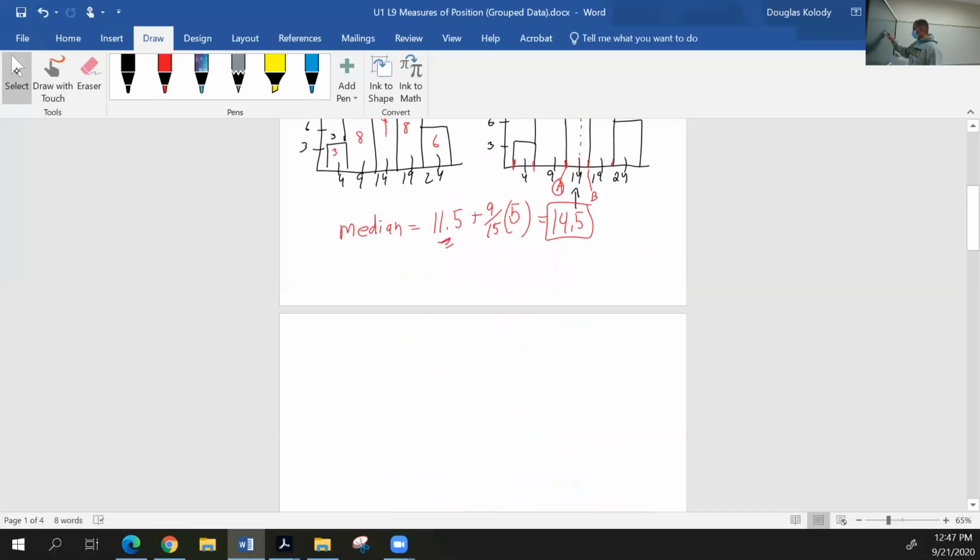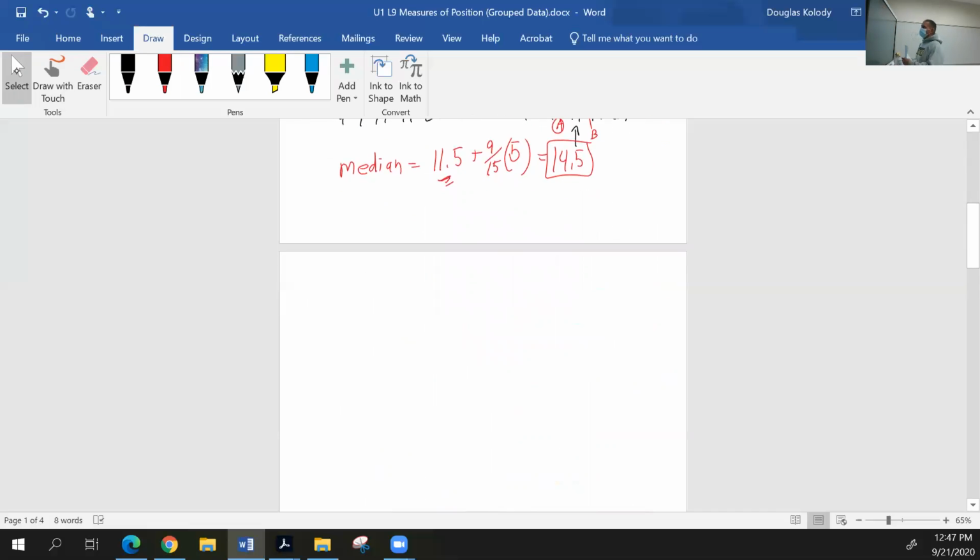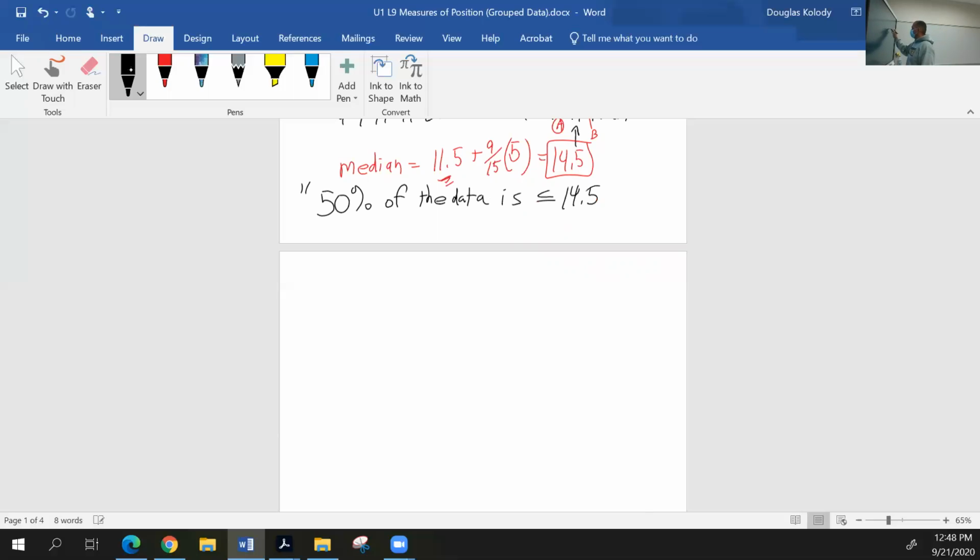All right. Okay, so now that we're here, let's get to the next thing. So I am going to write a verbal for this statement. We made verbal statements in our last lesson, and my verbal statement for this one is that 50% of the data is less than or equal to 14.5.